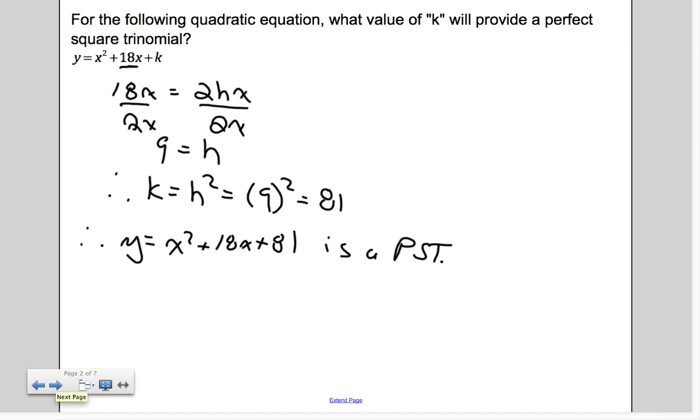You sit up there? Yeah, sure. Let me move my guy.